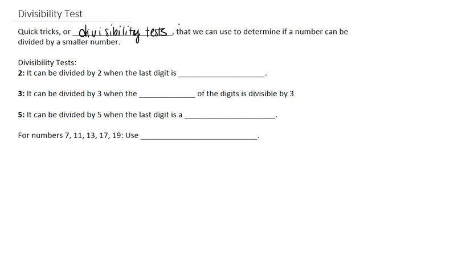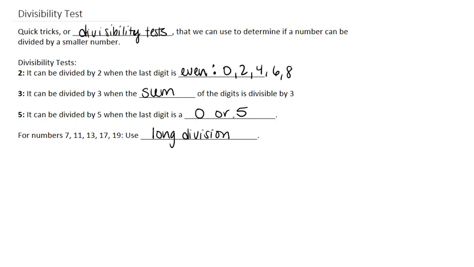We have 2. It can be divided by 2 when the last digit is even. So when it ends in a 0, 2, 4, 6, or 8. 3. It can be divided by 3 when the sum of the digits is divisible by 3. 5. It can be divided by 5 when the last digit is a 0 or 5. And then for numbers 7, 11, 13, 17, 19, we're going to use long division.